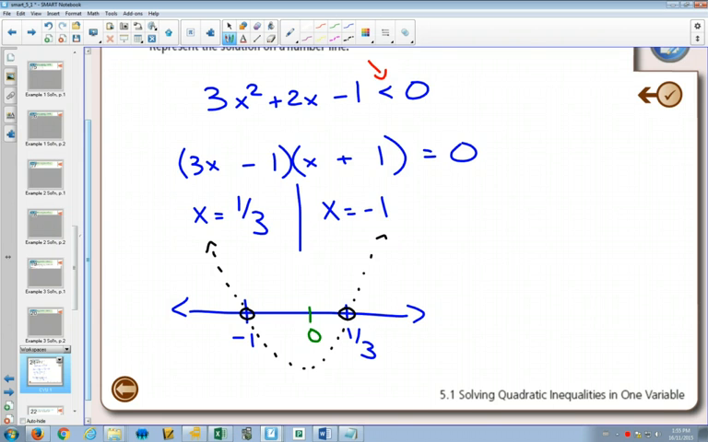So now we're looking for where is it less than 0. If we look at our first section, is it less than 0 in our first section? No. Is it less than 0 in this section? Yes. Is it less than 0 in this section? No.